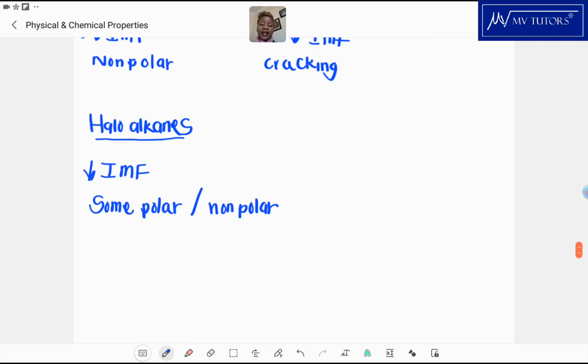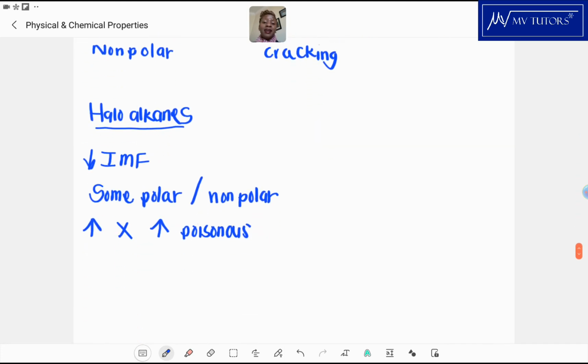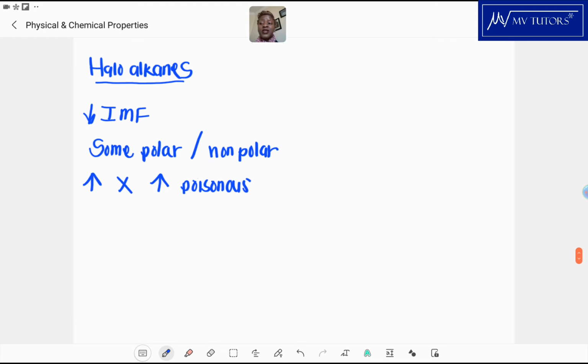Another thing with haloalkanes is they are quite poisonous. The higher the content of your haloalkanes, I'll just mark them with an X, the more poisonous your organic compound will be. With your hydrocarbons, that's where you normally get your paraffin, your petrol, and all of that. That is why I said that they are highly volatile, highly flammable as well. But haloalkanes are poisonous. The higher the content of your halogen, the more poisonous it is likely to be.